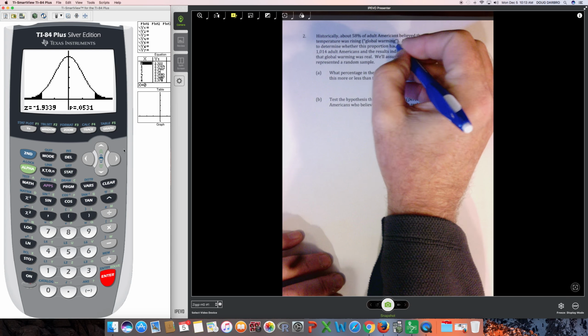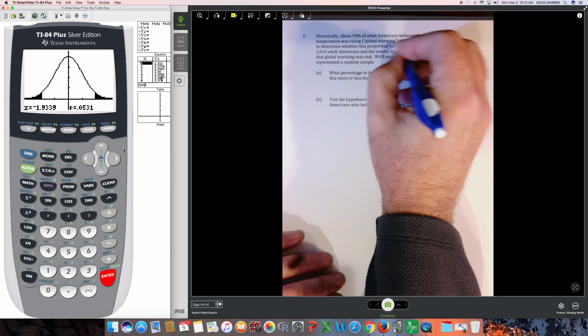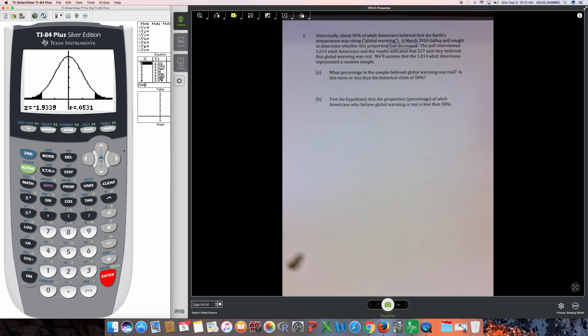So guys, when I'm very carefully reading my problem, I look for those buzzwords on what I'm actually wanting to test. And those are the buzzwords right there, that it's decreased. So the poll interviewed 1,014 adult Americans. Looked like 527 of them believe that global warming is real. So we'll assume that the sample was a random sample.